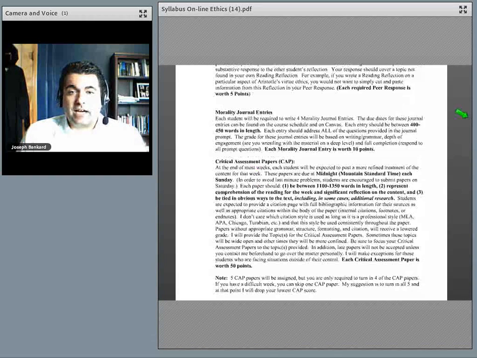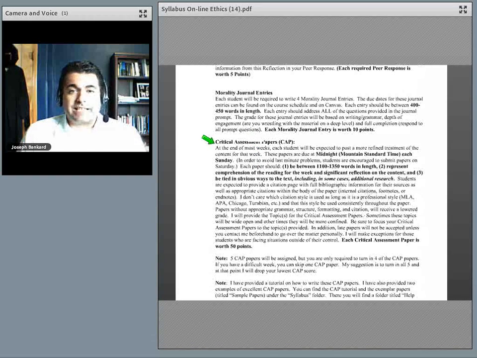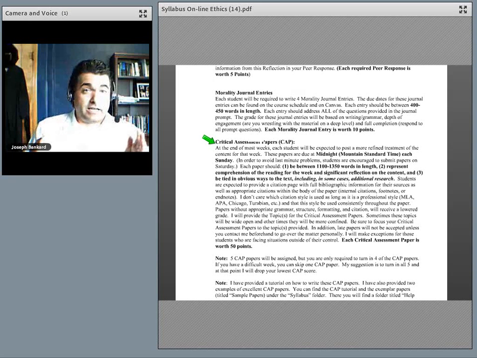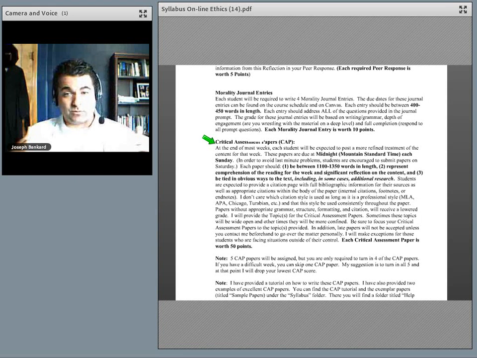And then finally, there are critical assessment papers, CAP papers. These are the big assignments. Each are worth 50 points, right? So this is the bulk of your grade. And these are due on Sundays before midnight. I want them to be 1,100 words to 1,350 words. So I want you to hit that word limit. And word limits matter for all of these assignments. If you go over or under, I dock your grade. So you want to hit those word limits, right?